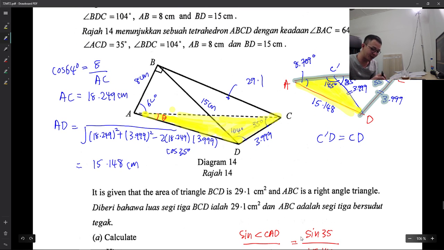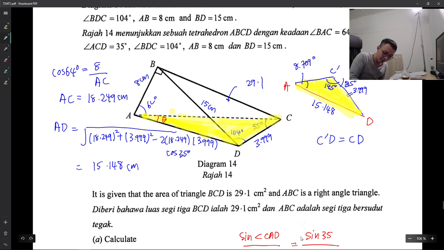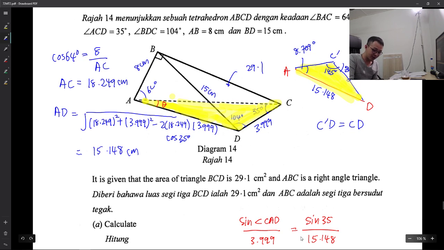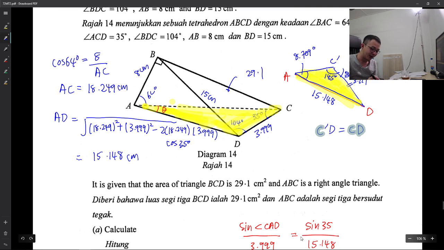Then I will erase the old one. I will erase here because they only want the new triangle. Okay, so this is the triangle they want. After I have this triangle, I need to find the length of AC.